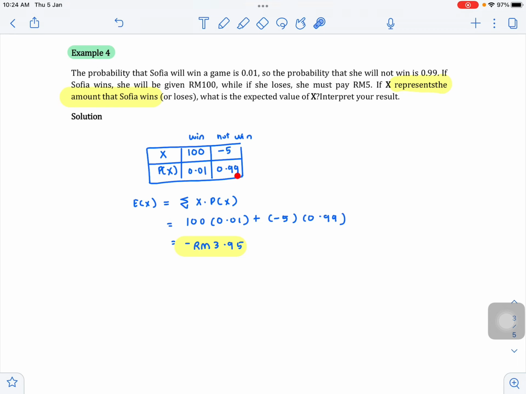So how do you find the expected value? Just multiply all these values, X times P(x). So you get the answer: -3 ringgit 95 cent.